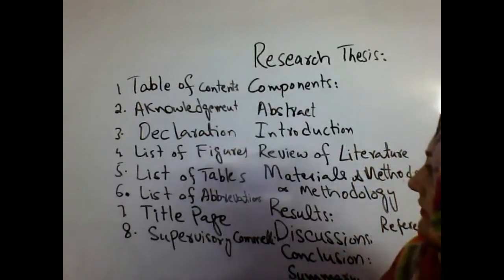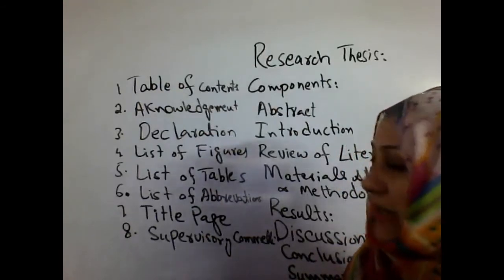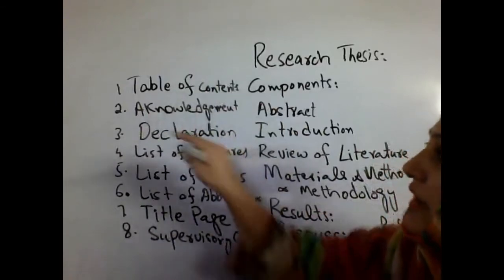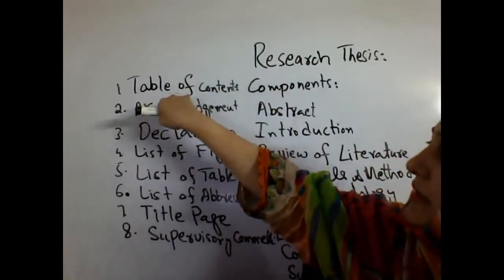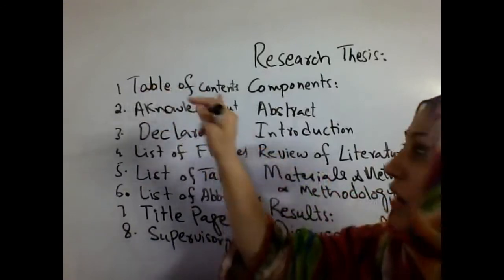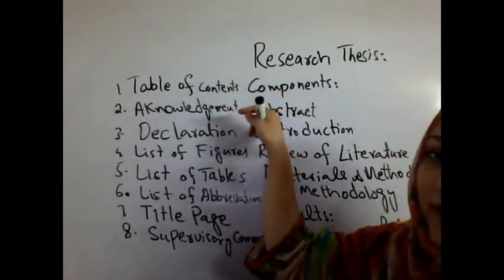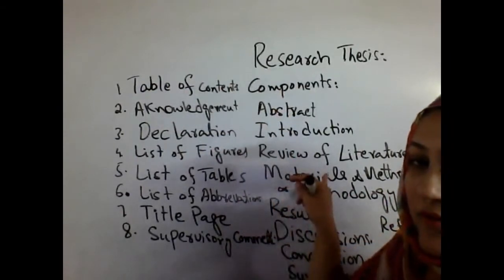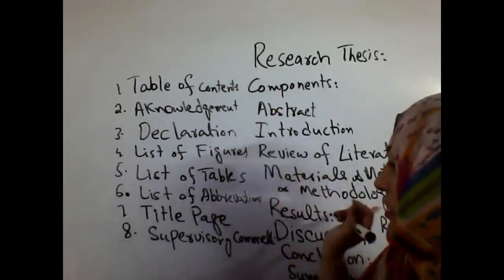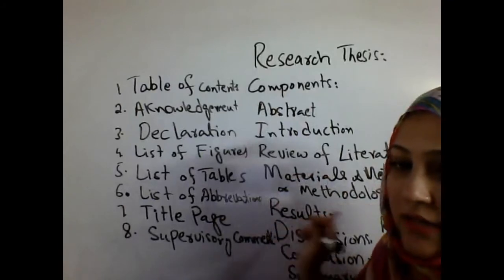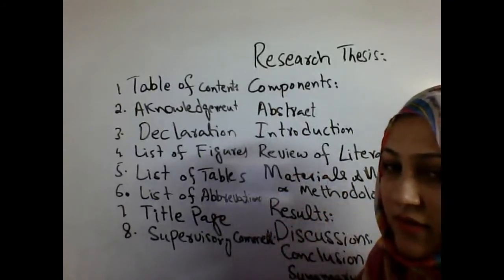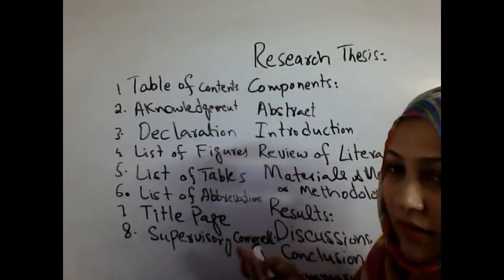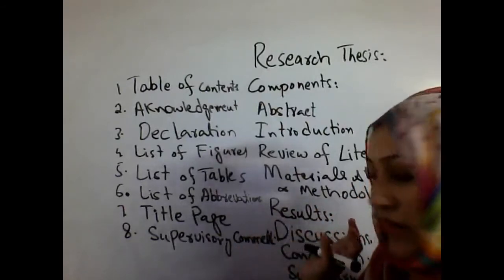Then in the table of contents, when you have written up the whole thesis, you should give the idea in the table of contents. You should give the idea about the different components: the abstract, where it is present; the introduction, at what page it is present; the review of literature, at what page; the methodology, at what page; the results, at what page; the discussions, where they are conducted; the different figures, where they are present; and the conclusion, where it is.